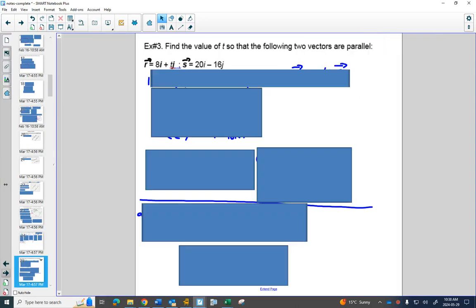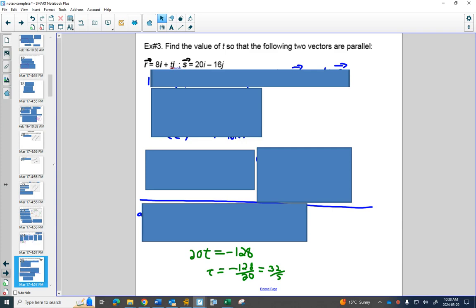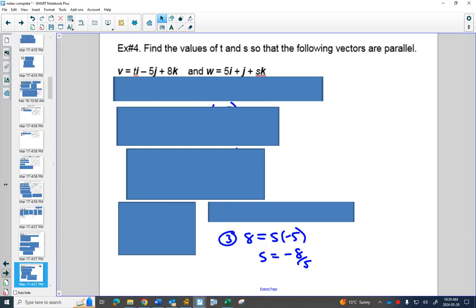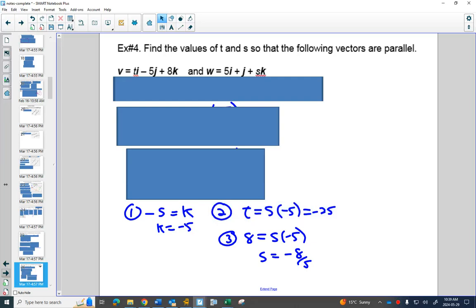On the next two, I'm going to get you to problem solve, but I'm going to give you the answer. T is negative 32 over 5. And I want you to write the answer for the last one. There's T. T is negative 25, and S is negative 8/5.